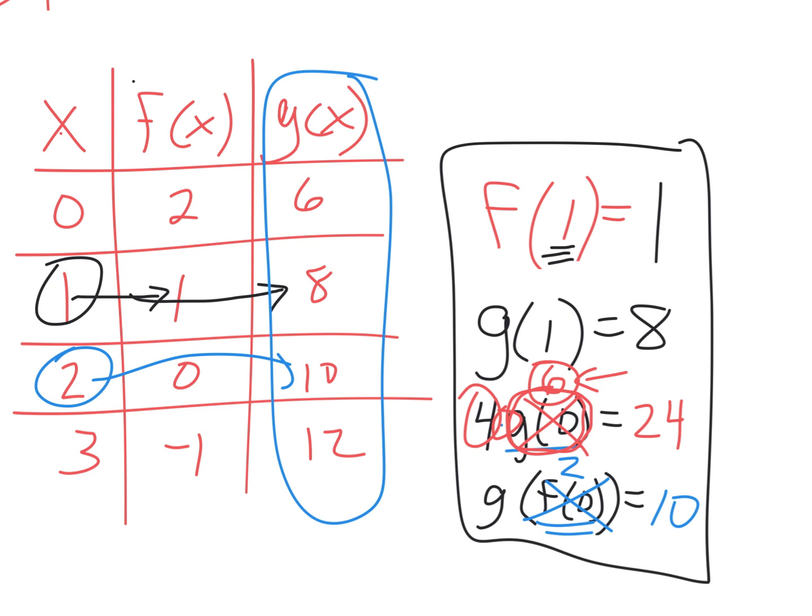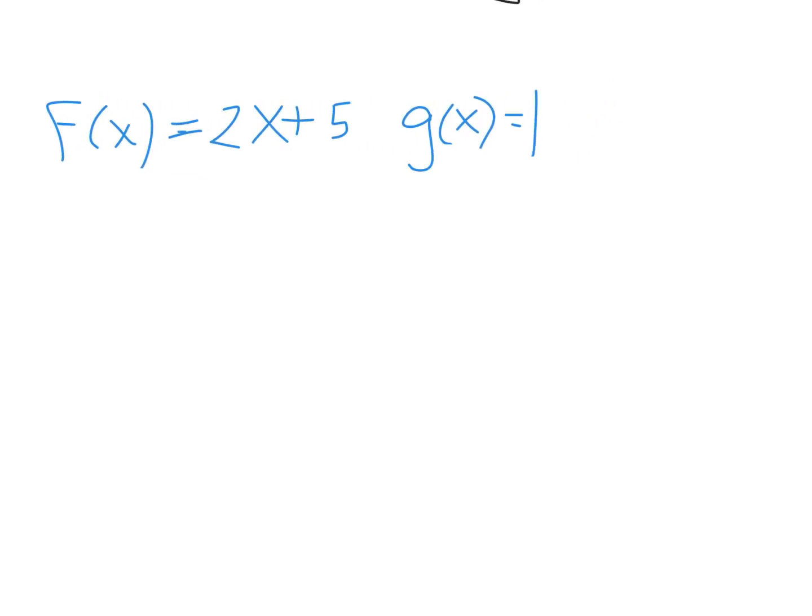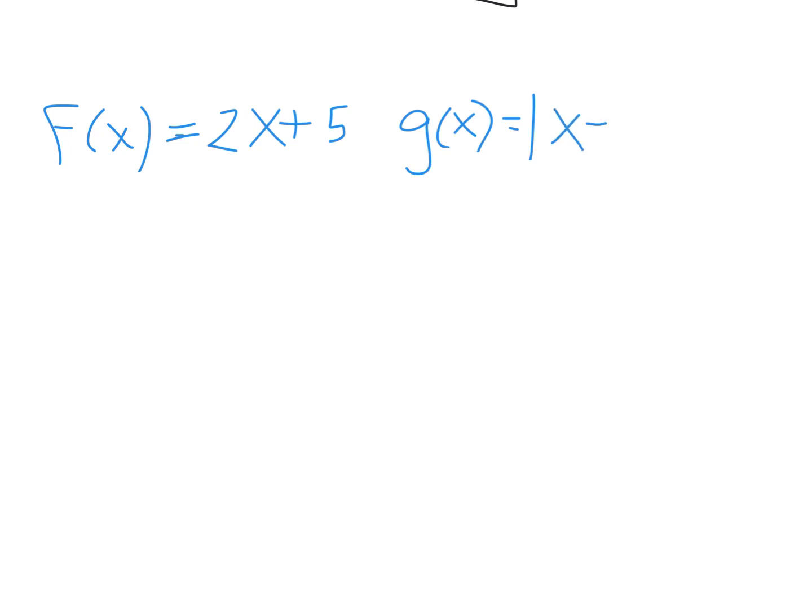Okay. Then here's the kind where I give you equations. F of x, don't write them down. You wouldn't have to on the test. It'd say it at the top. F of x is 2x plus 5. G of x is the absolute value of x minus 3, absolute value, plus 1. What's f of g of 1? Hint, start with g of 1.